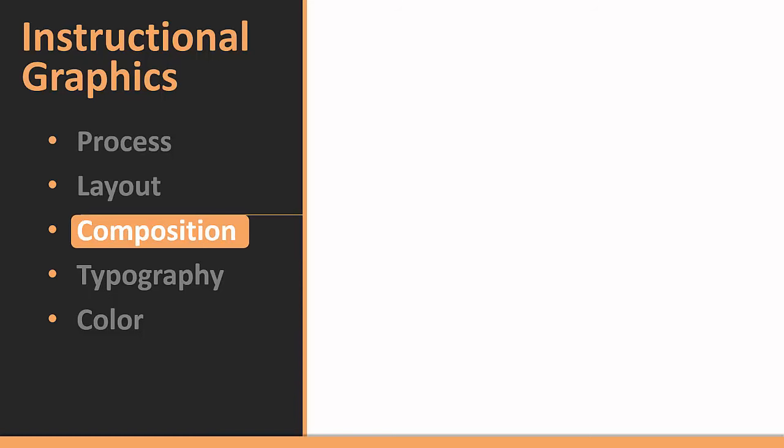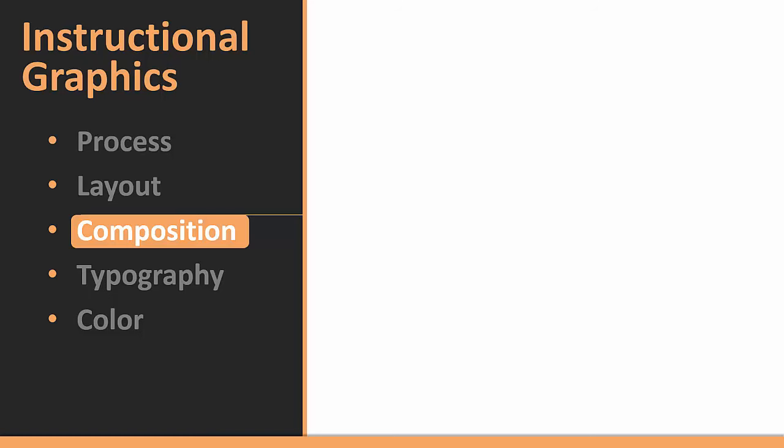So let's move on to composition then. Speaking of elements, what are elements? Well, there are lots of different kinds of elements. We sometimes call these assets, but if we had to characterize them, they really fall into three categories. We have text, we have shapes, and we have photos.